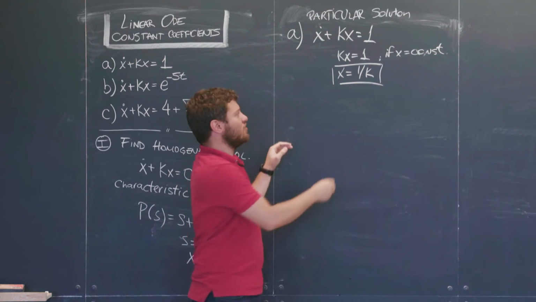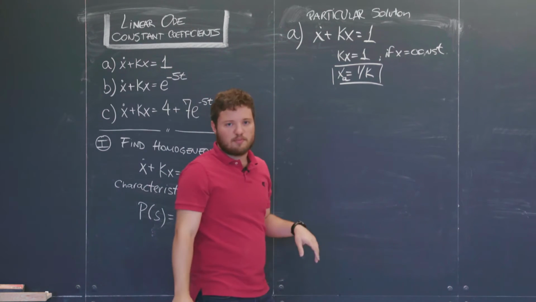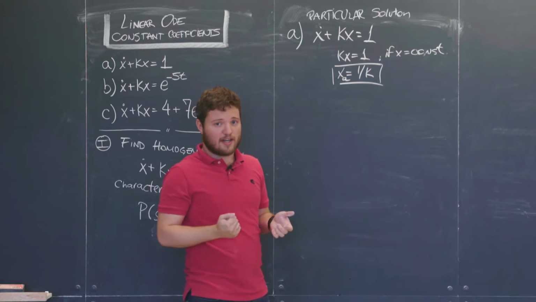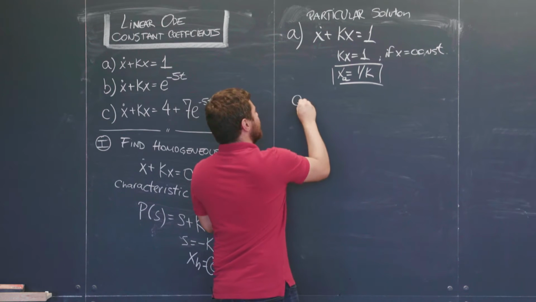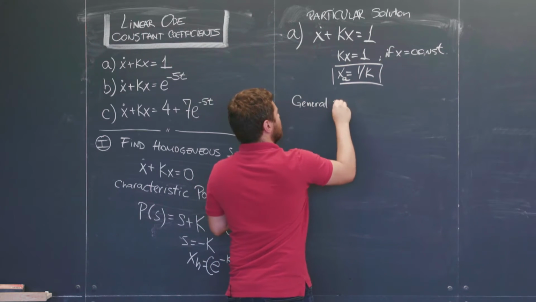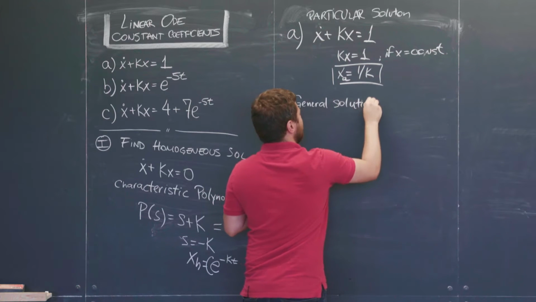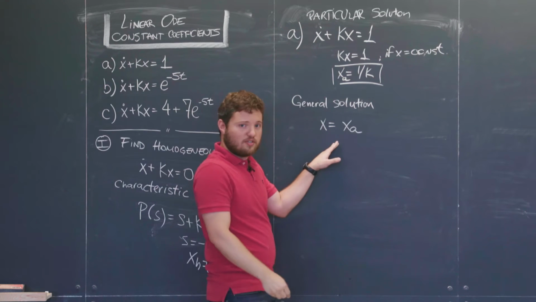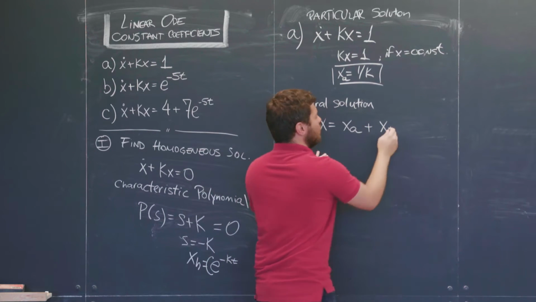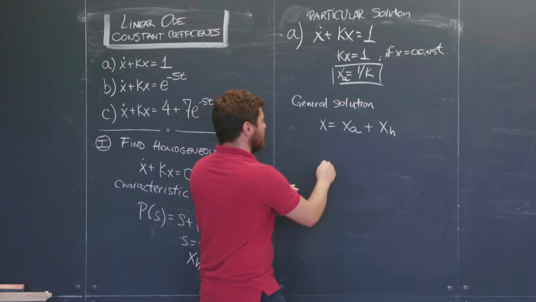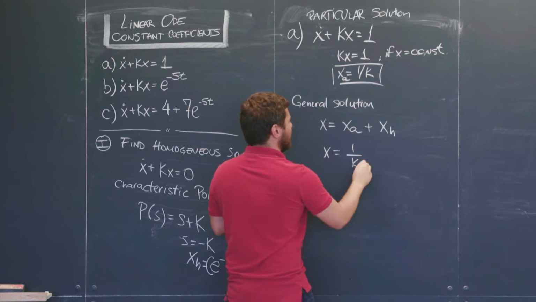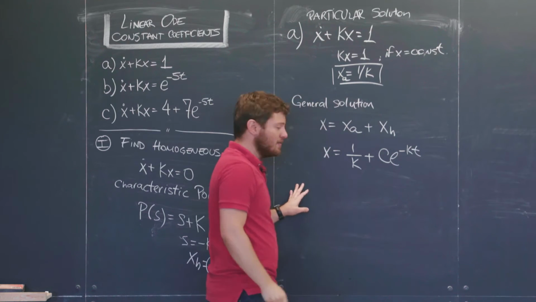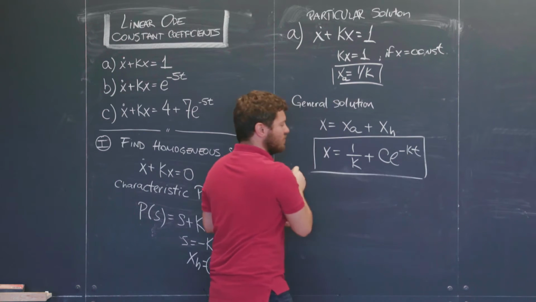We'll denote this particular solution by the subscript a. So x sub a is equal to the particular solution to part A. Now, the general solution to part A would be given by the particular solution that we just found plus the homogeneous solution that we found in the previous step. So x is equal to 1 over k plus c e to the minus kt. And that's our final solution for part A.